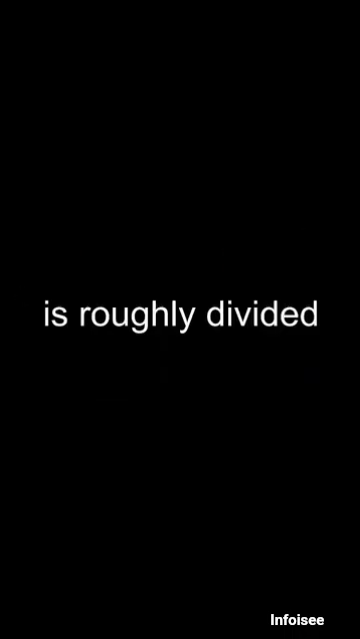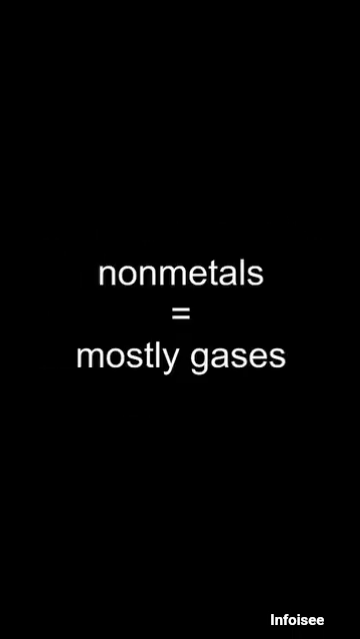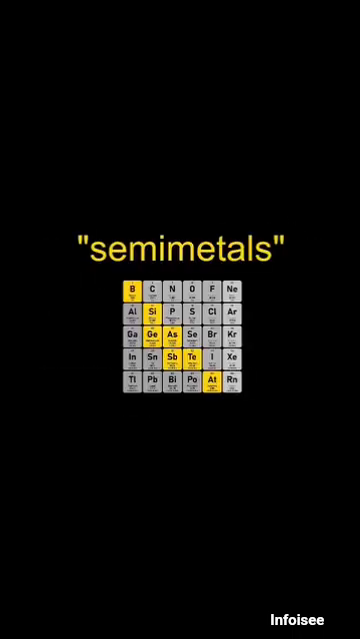The periodic table is roughly divided into 3 categories. Left of this line are the metals, right of it are the nonmetals, which are mostly gases, and the line is called the semimetals, which have properties that fall somewhere in between.